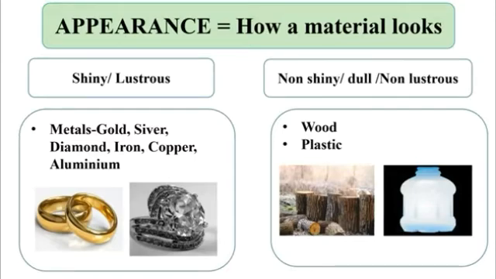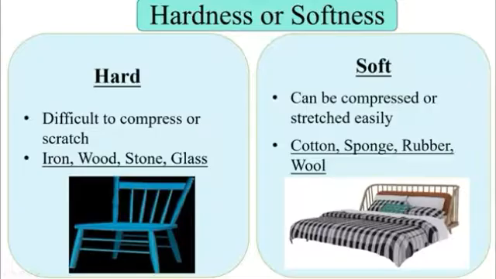Now let's move on to our next property, that is hardness or softness. Based on hardness, a material is classified as hard or soft. Those materials which are difficult to compress or scratch, like iron, wood, stone or glass, come under the category of hard. Whereas soft materials are those that can be compressed or stretched easily, for example cotton, rubber and wool. And that is why a chair is always made up of wood and plastic.